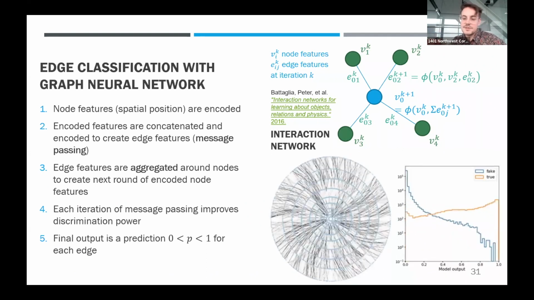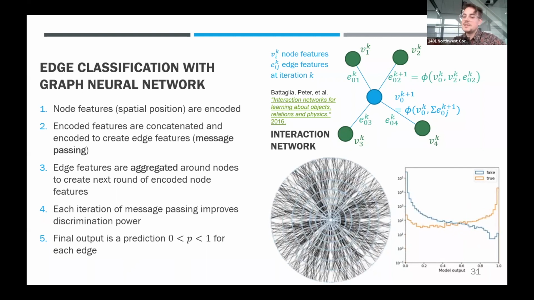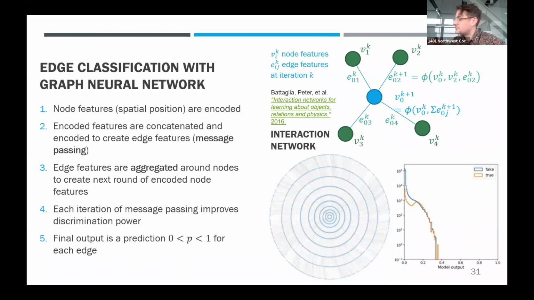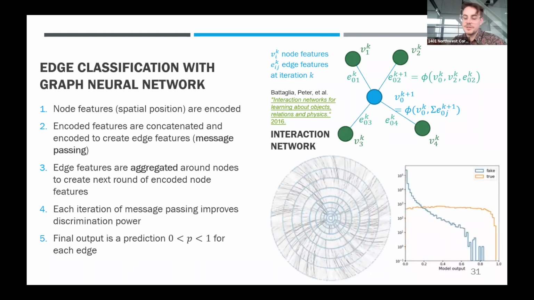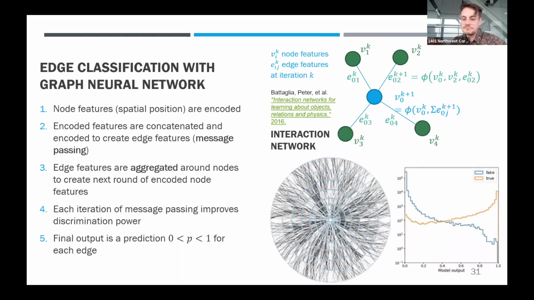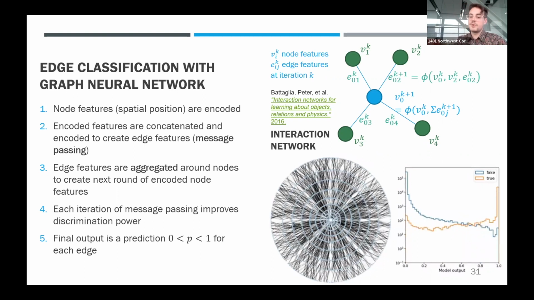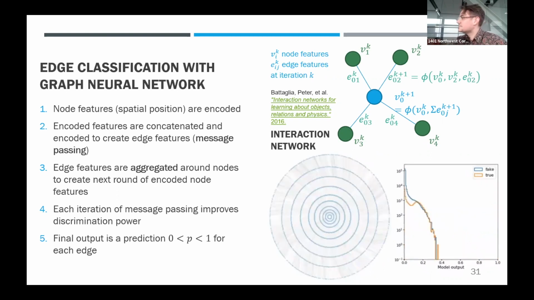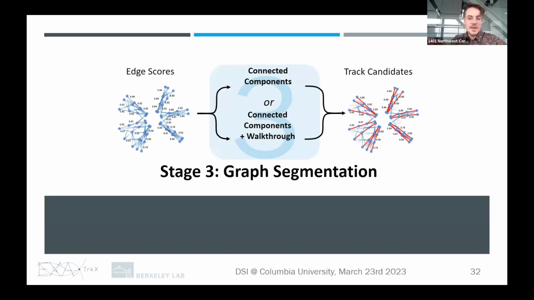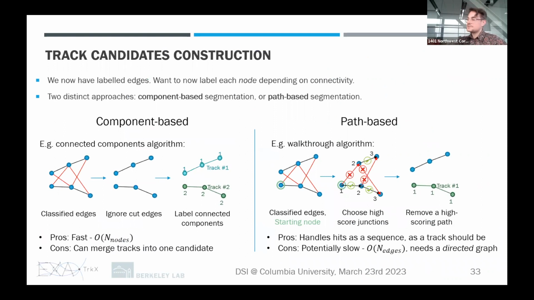And you can see in the GIF there that each step improves the performance of the network, which is kind of like convolutions in an image, right? But applied to a non-grid structure, a graph-like structure. So at some point we say, okay, that's good enough. We stop passing messages and we take the predictions for each edge. And then the final step is to take those predictions and produce track candidates.